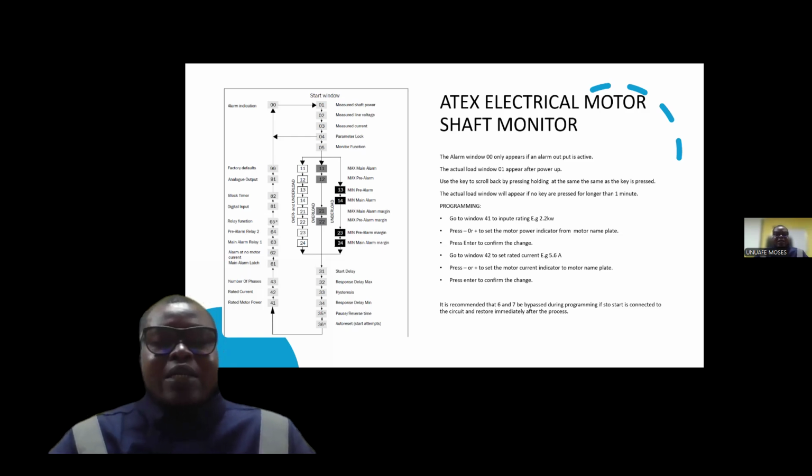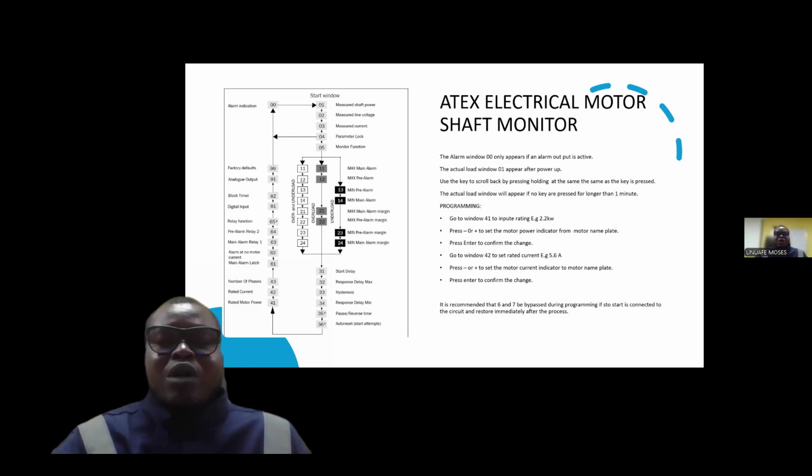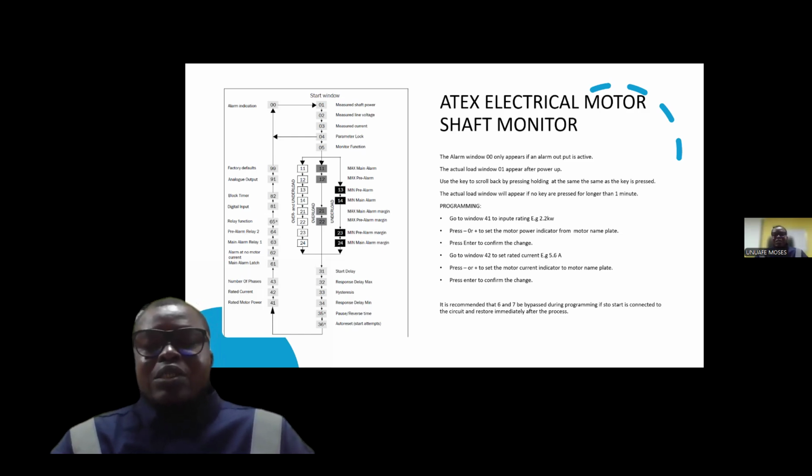And I want you to understand that in the previous video, on the drawing we saw of that particular shaft monitor, it indicated that we have a connection of stop and start. Now, it is recommended that terminals 6 and 7 be bypassed during programming if a stop-start is connected to the circuit, and restored immediately after the process. This is to ensure effective programming of your shaft monitor to protect your ATEX electric motor safely.